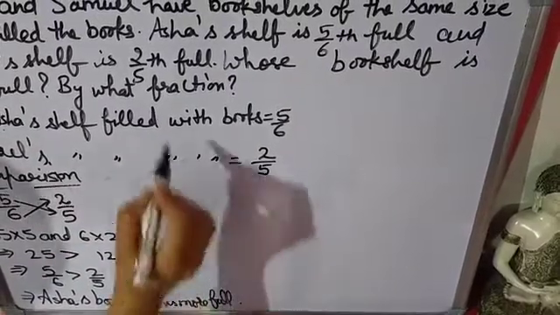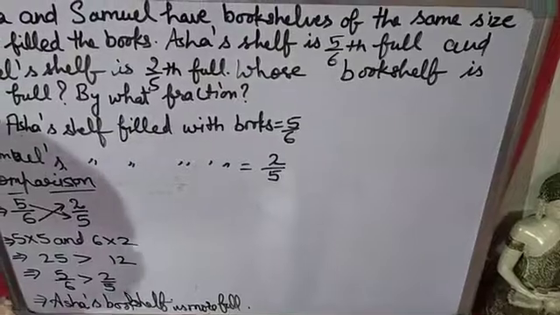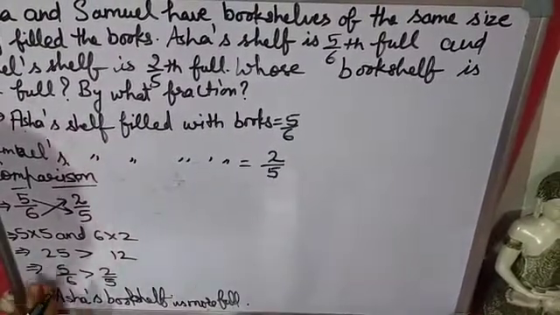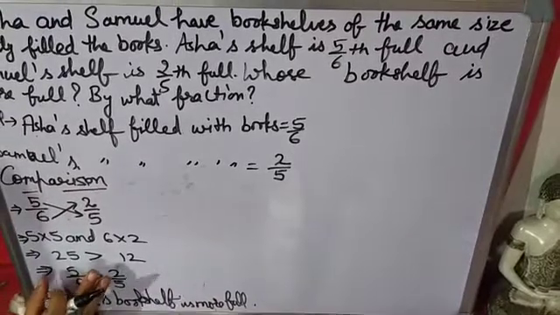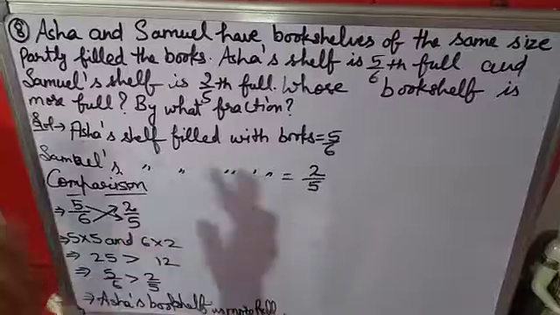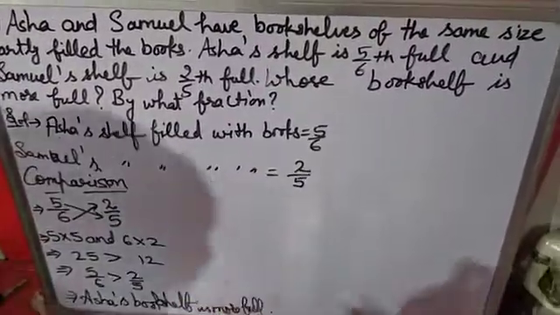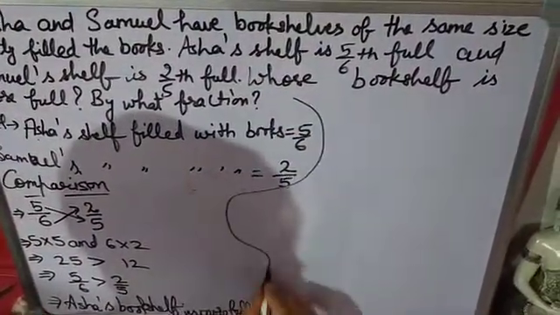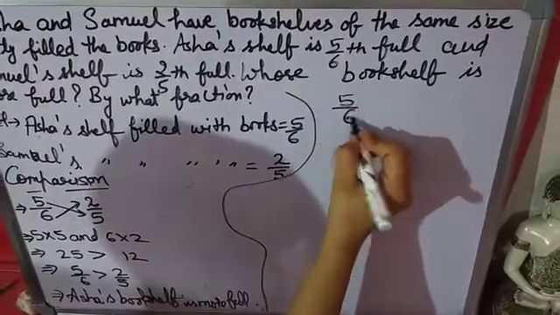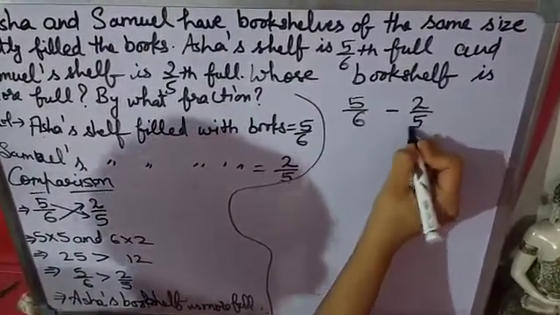Now he is asking by what fraction. When in this type of question it is asked by what fraction, then you have to subtract both fractions. So which is the big fraction? 5/6. In subtraction, the big fraction will come first and the small fraction will come in second position. So I am doing here 5/6 minus 2/5.